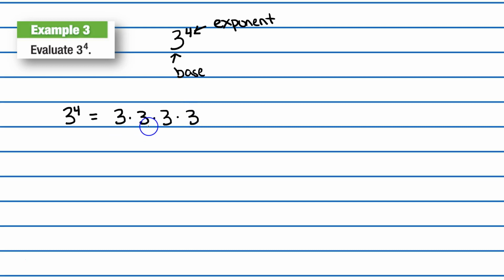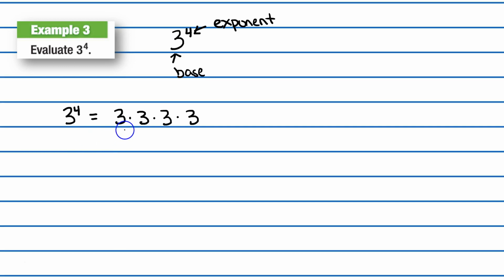Alright, so now let's go ahead and try evaluating 3 to the power 4. So I'm going to rewrite this over here. This little number is always known as the exponent. And this bigger number is known as the base. The exponent tells us how many times we're going to be multiplying the base to each other. So 3 to the power 4 is known as 3 times 3 times 3 times 3. 1, 2, 3, 4. Same as here.